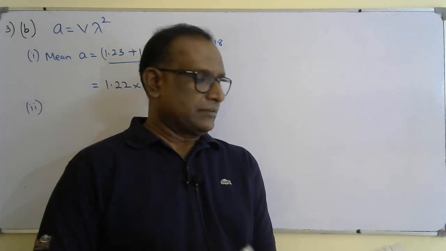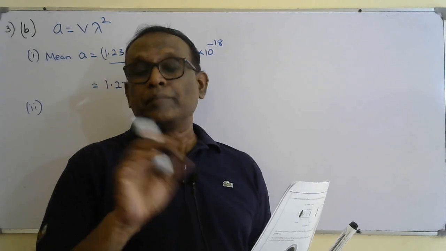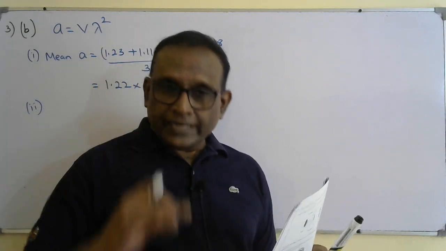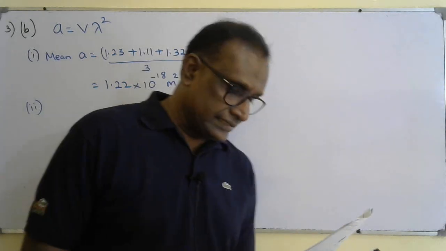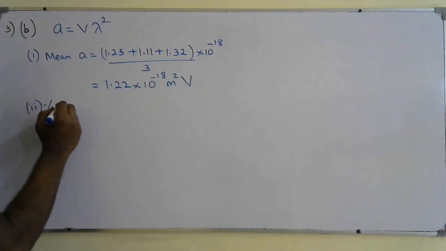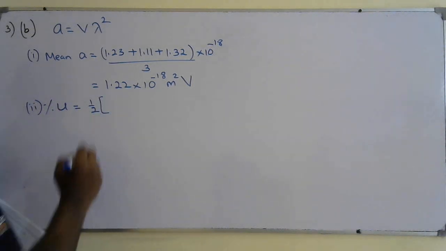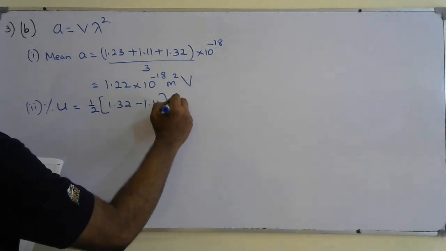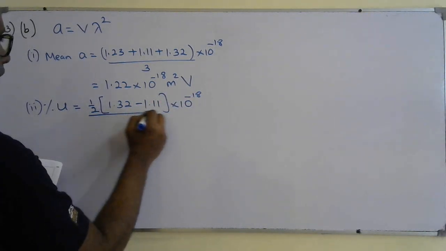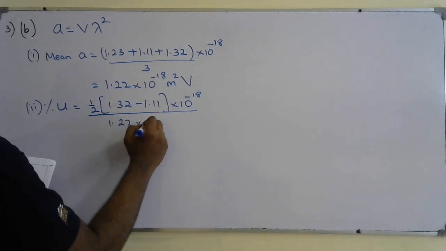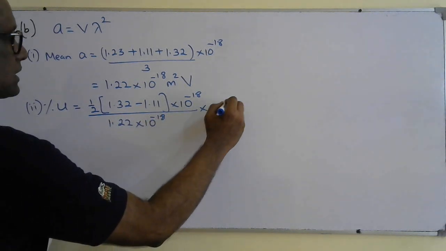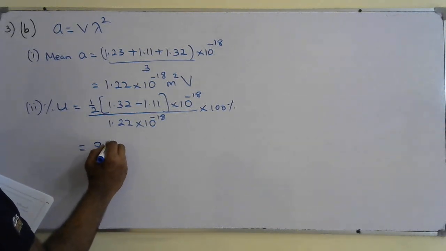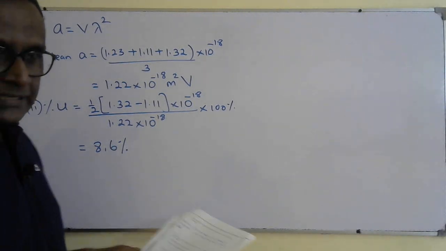So we know there are repeated measurements. We find the uncertainty by using half of max minus min. Divided by the mean value times 100 gives the percentage uncertainty. So that is equal to half of the maximum value of A, that is 1.32, minus the minimum value 1.11, times 10 to the power minus 18, over the mean value 1.22 times 10 to the power minus 18, times 100%. We have to give it in two significant figures: 8.6 percent.